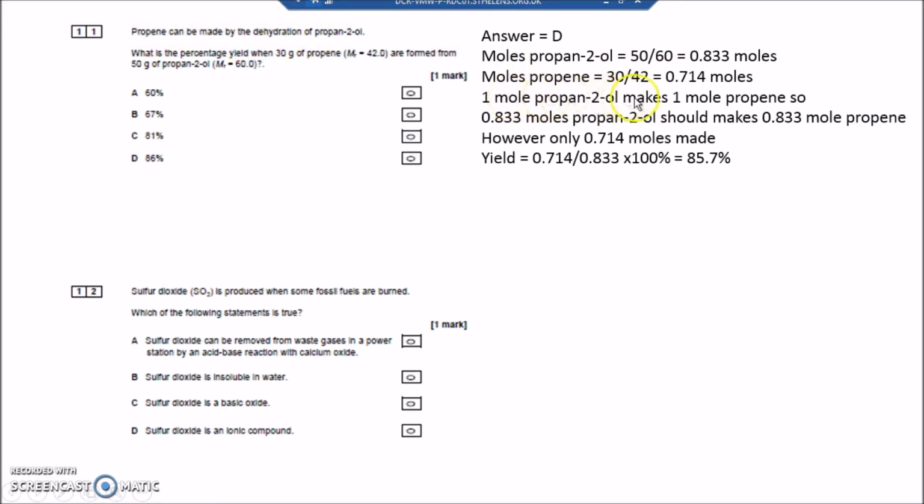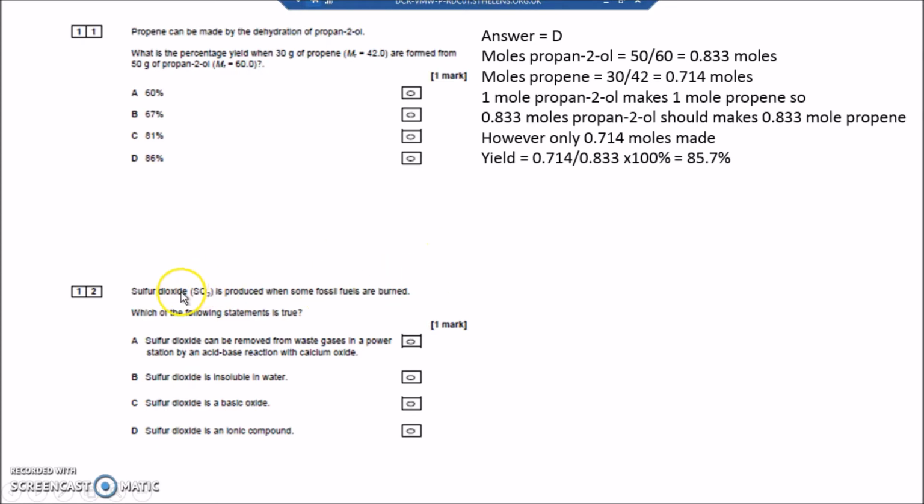So 1 mole of propan-2-ol makes 1 mole of propene, so 0.833 moles of propan-2-ol should make 0.833 moles of propene. However, when we work it out, there's only 0.714 moles of propene. So the percentage yield is how much we did make, 0.714, divided by how much we should have made, 0.833 moles, multiplied by 100%, 85.7. So the answer is closest to 86%.